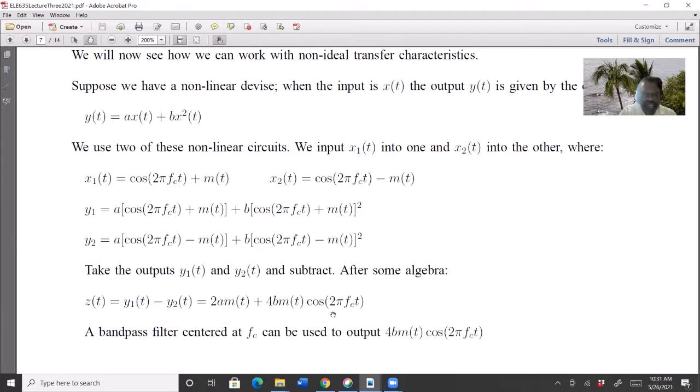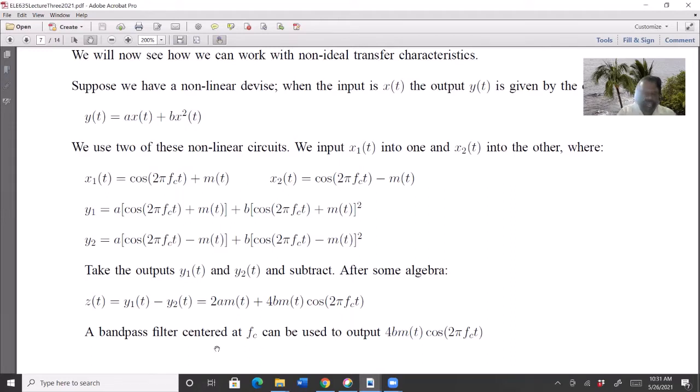So if you look at this, the final output has the message signal plus your DSBSC, because the message signal is multiplied by the carrier. So this time, this is very important, we want to eliminate the low frequency signal. So we use a band pass filter centered at FC. Remember, the modulated signal will be centered around FC, and it will go this way and that way depending on what is the bandwidth of the message signal.